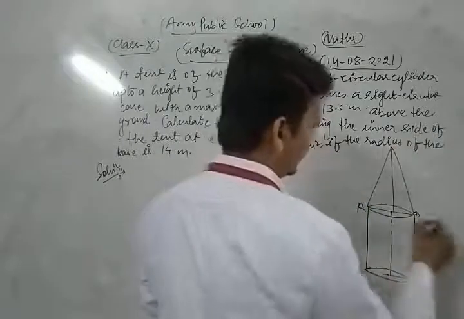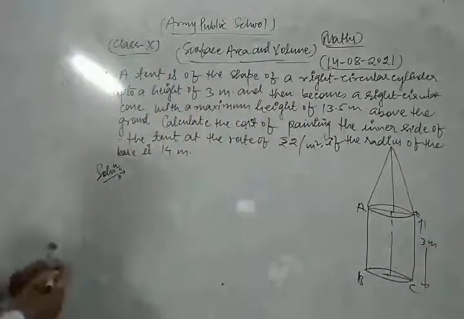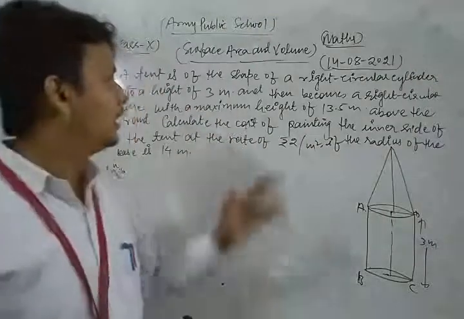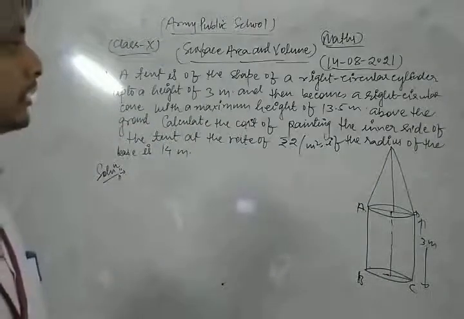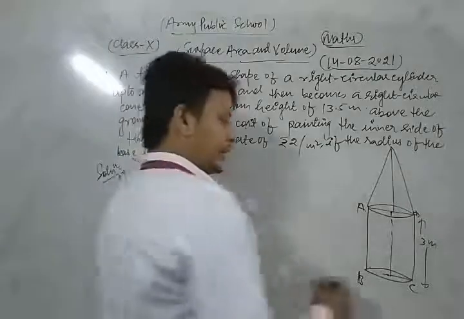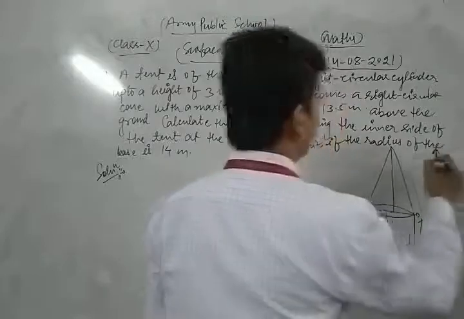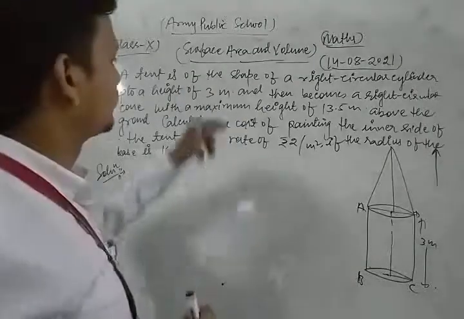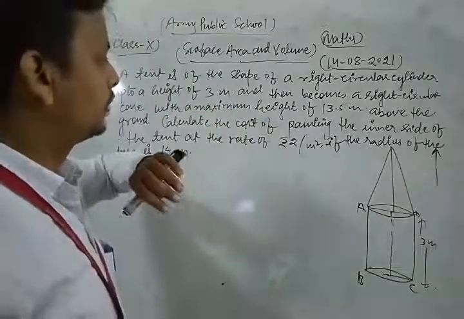This is the right circular cone, and the height of this point from the ground is 3 meter above the ground. Okay, so a tent is in the shape of a right circular cylinder up to a height of 3 meter, and then becomes a right circular cone with a maximum height of 13.5 meter above the ground. Look dear friends, this is a very important concept. The concept is that it then becomes a right circular cone with a maximum height of 13.5 meter above the ground.